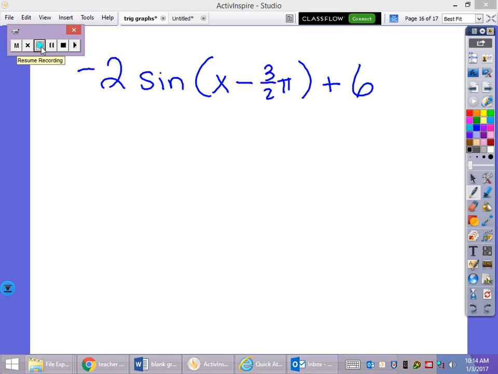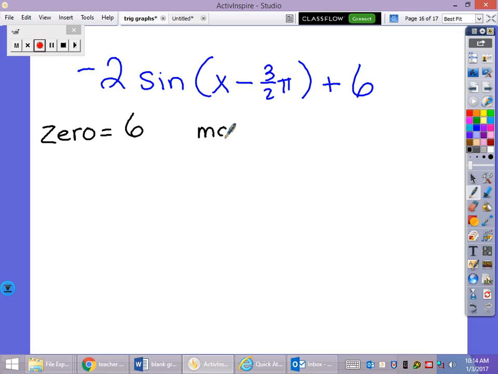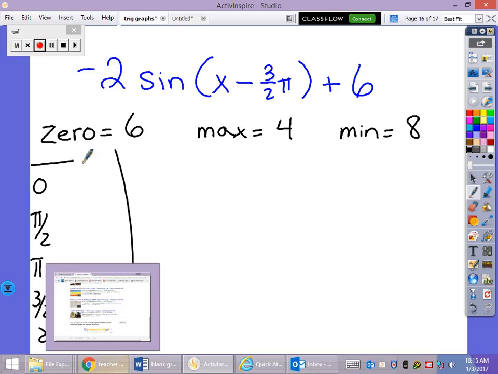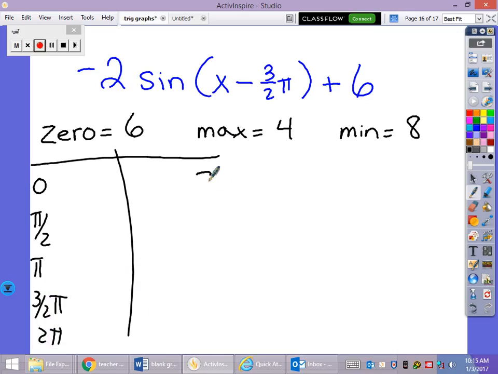Okay. My 0 is 6. My max, 4. And my min, 8. Remember, it's going to be backwards because of the reflection. Okay. 0, pi over 2, pi, 3/2 pi, 2 pi. We'll adjust later. It is sine, which is 0, max, 0, min, 0.